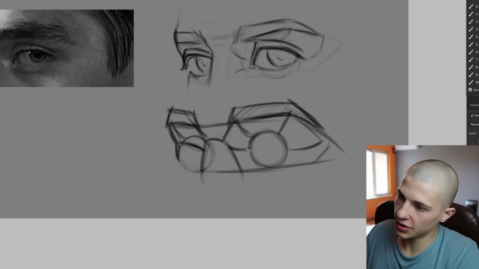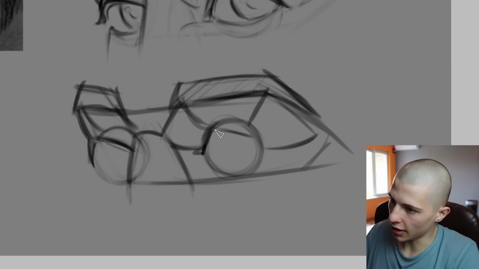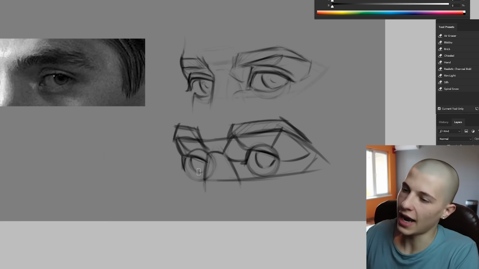And same for the other side. I'll start out with the eyelid and then go up and then a curve, which is gonna be a combination between the 2 lines, and then have the iris in here. And actually, let me show you the solution for the lazy eye.